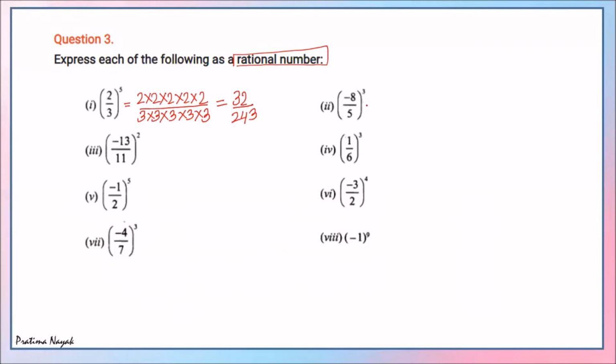Coming to the second one. The second one is also like this. Minus 8 multiplied by minus 8 multiplied by minus 8, and here it will be 5 multiplied by 5 multiplied by 5. So 8 into 8, 64. 64 multiplied by 8 gives you 512. So 512, but it will be negative because it is multiplied 3 times. And here 5 5s are 25, 5 25s are 125. This is the answer.